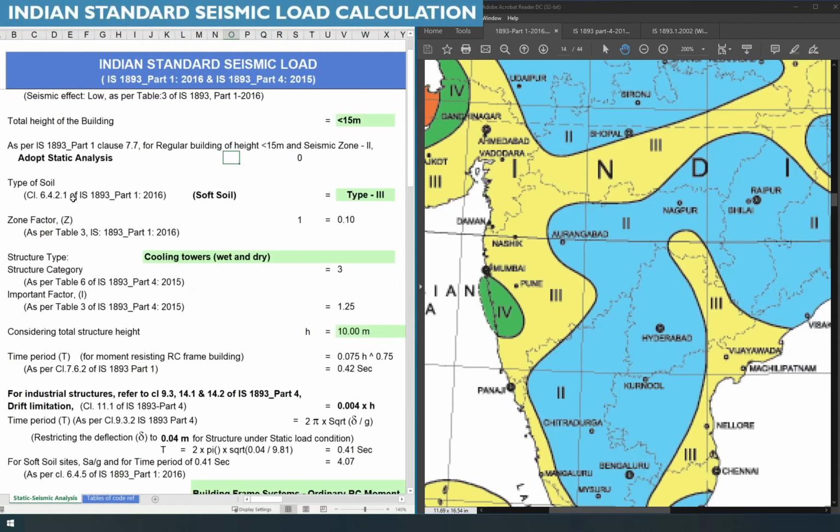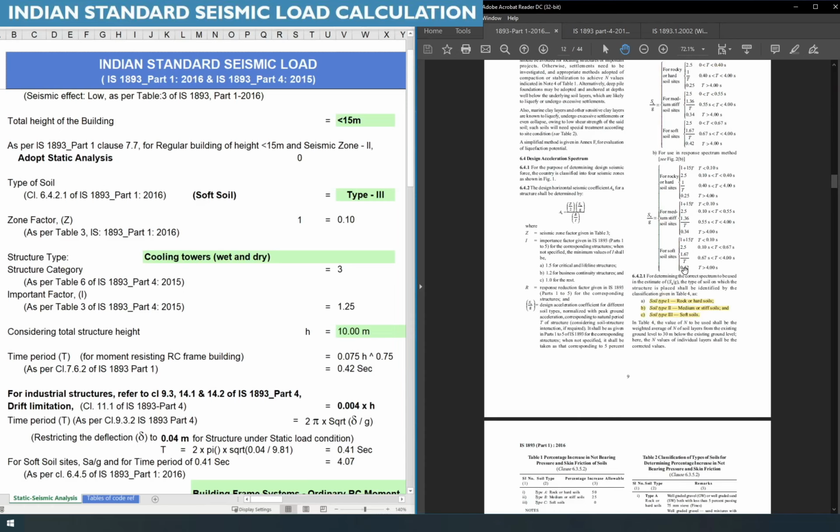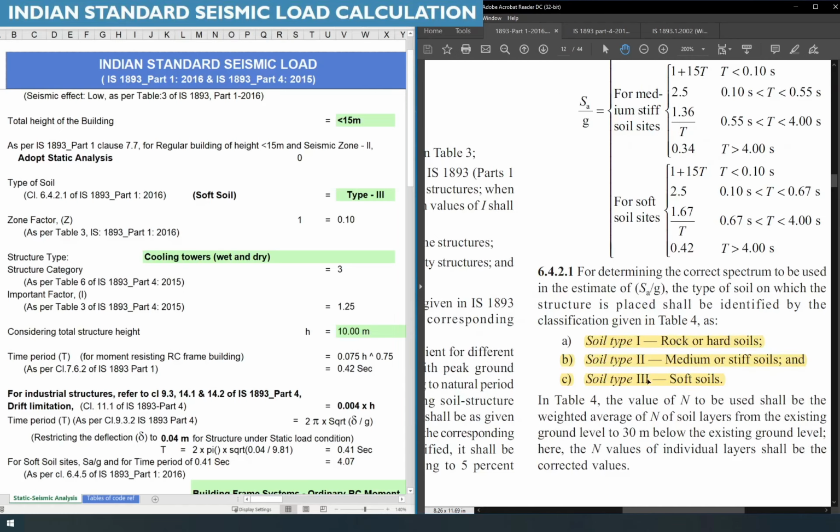Next one is the type of soil. The type of soil is generally available in the geotechnical report of the project. The classification can be referred to as per clause 6.4.2.1 of Part 1 2016, page number 12. Here you can see soil type 1 stands for rock or hard soils, soil type 2 means medium or stiff soils, and soil type 3 is soft soils. We are considering soil type 3 for our demonstration purpose.